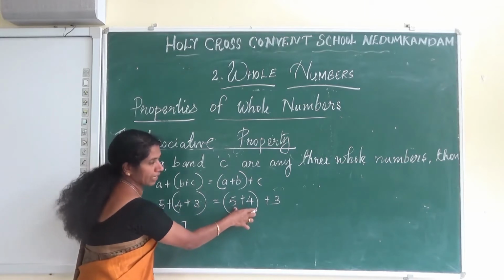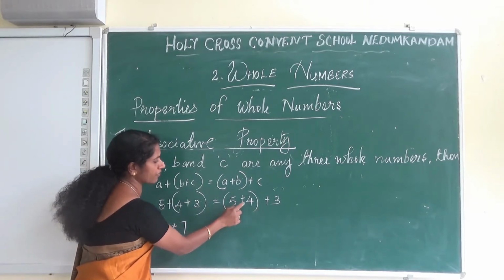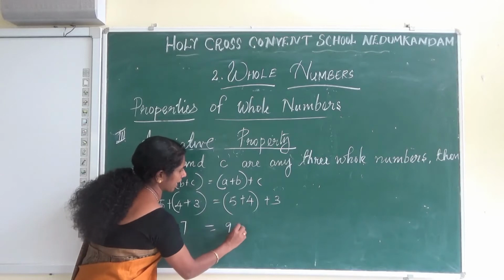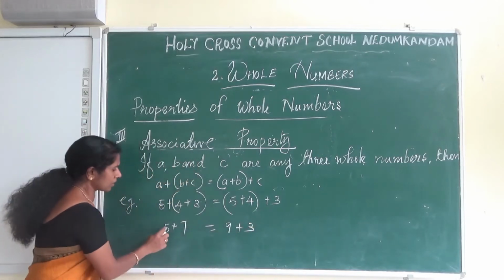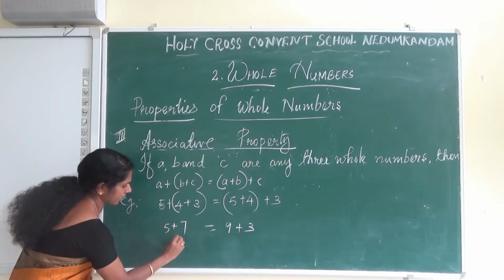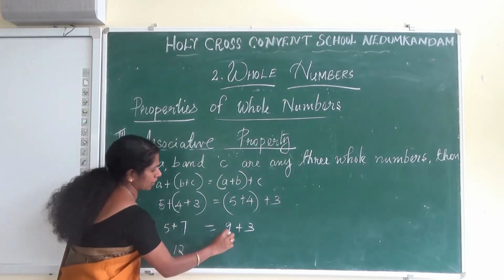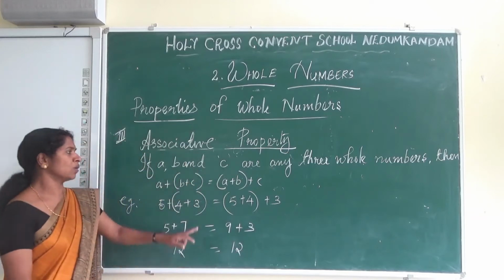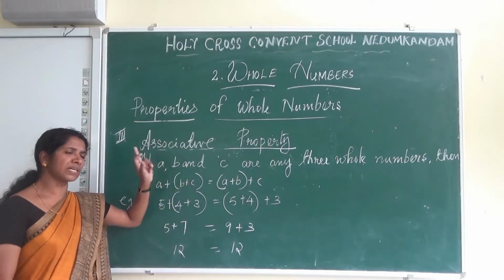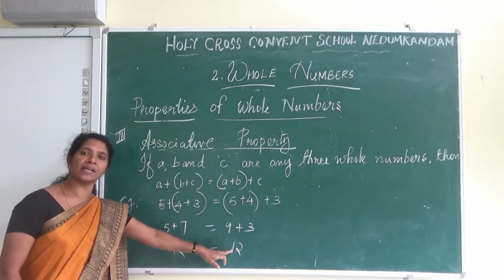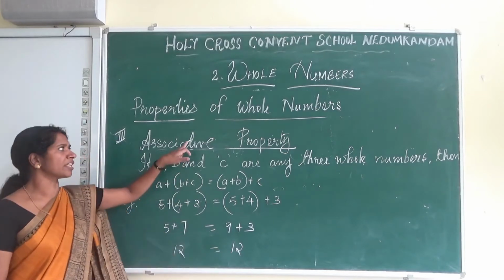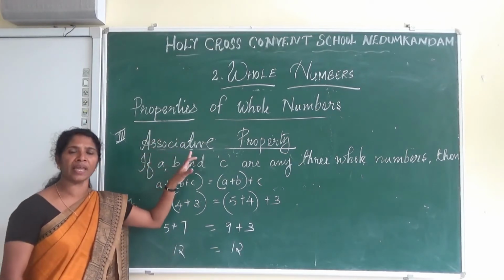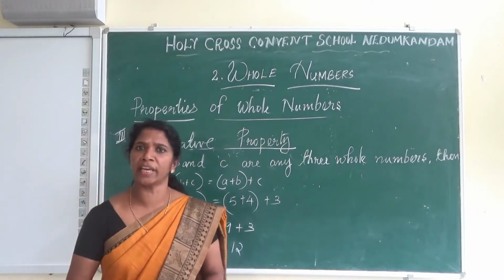Equally, we have to calculate the right side also. That is 5 plus 4, which is equal to 9, plus 3. Left side, 5 plus 7. What is 5 plus 7? The answer is 12. What is 9 plus 3? 9 plus 3 is also 12. So, if we group the numbers in any order, we will get the same answer. So, the associative property says that we can add the numbers in any order.